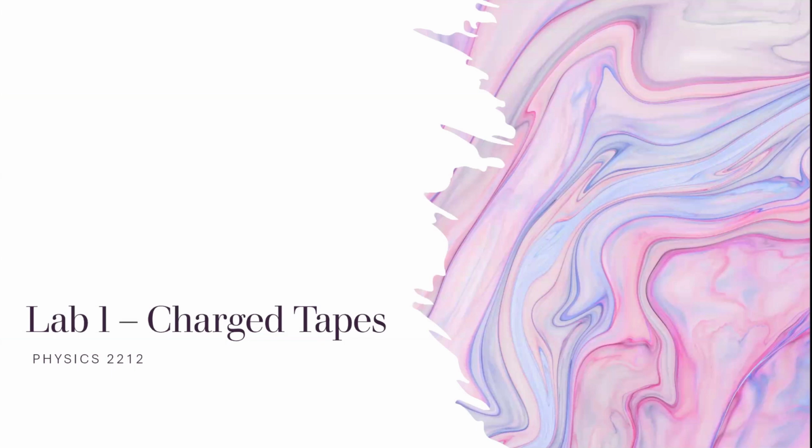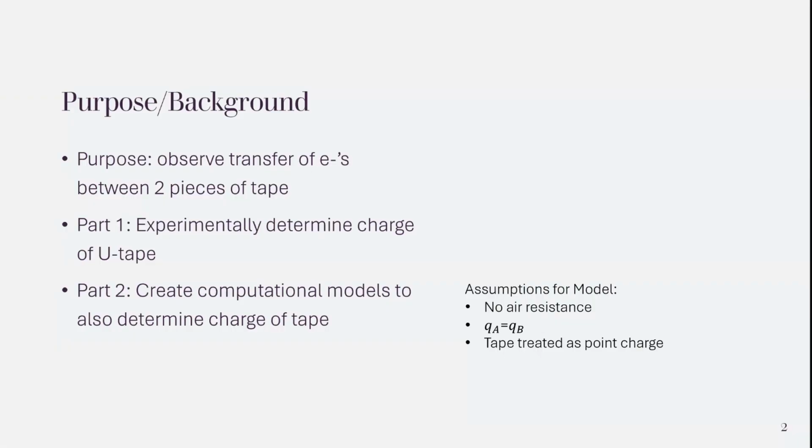So this is Lab 1, Charge Tapes, and this is the first lab in Physics 2212. All right, so just for some background, the purpose of this lab is to observe the transfer of electrons between two pieces of tape. And this lab is broken into two parts. In the first part, we experimentally determine the charge of the U-tape, and we'll explain a little bit what a U-tape is later in the presentation.